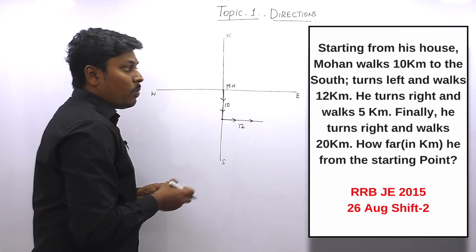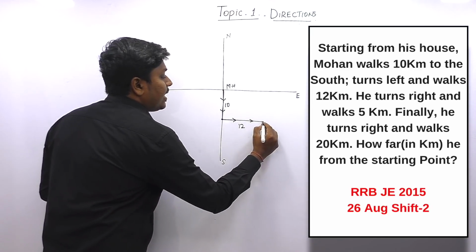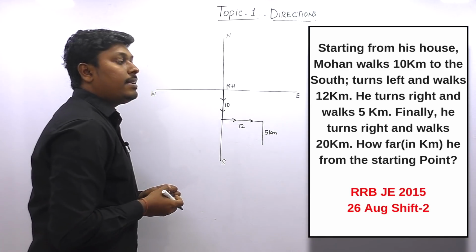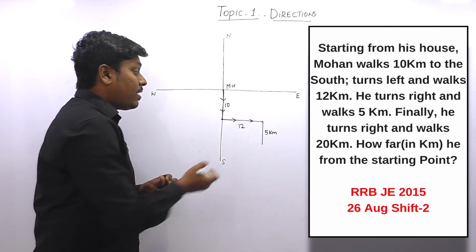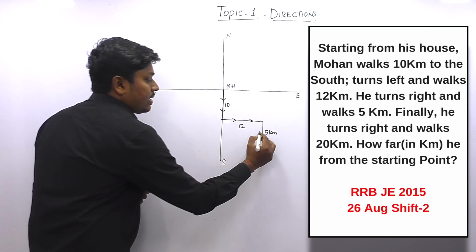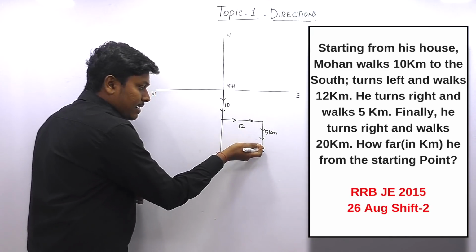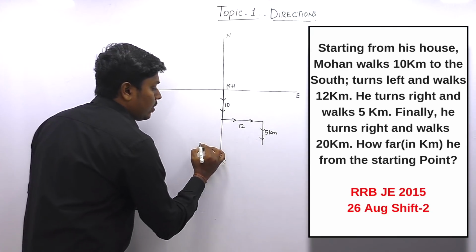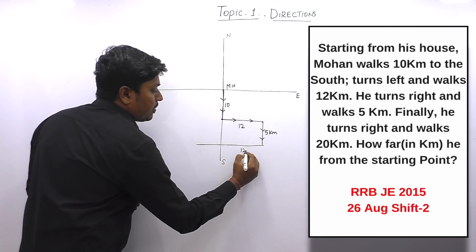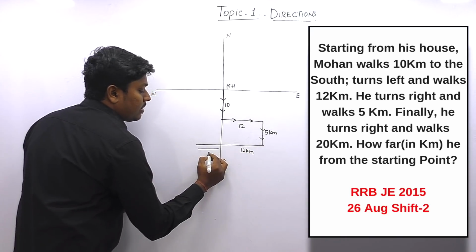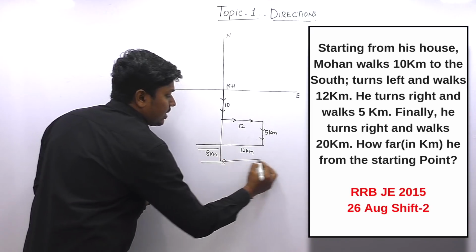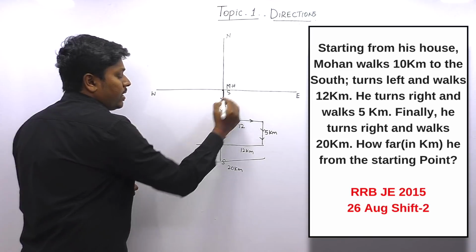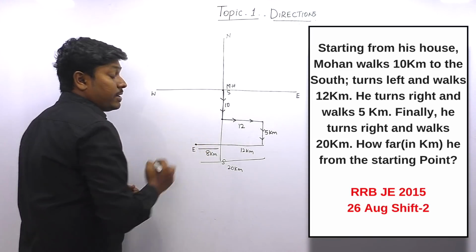He turned right and walked 5 kilometers. So finally from this point, again he turns right and walks 5 kilometers. And at the last point, finally he turned right and walked 20 kilometers. Listen here, if he is walking in the southern direction, the right hand side will be this side. So finally he takes a right turn and walks 20 kilometers. We already know that this will be 12 kilometers and the remaining will be 8 kilometers. Only then can we say the total distance will be 20 kilometers. So this will be the starting point and this will be the ending point.